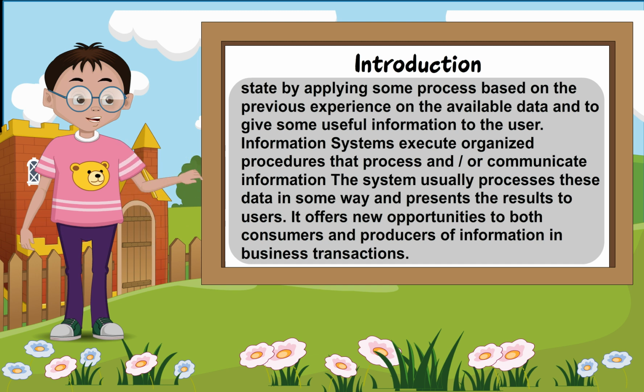Information systems execute organized procedures that process and communicate information. The system usually processes these data in some way and presents the result to users. It offers new opportunities to both consumers and producers of information in business transactions.